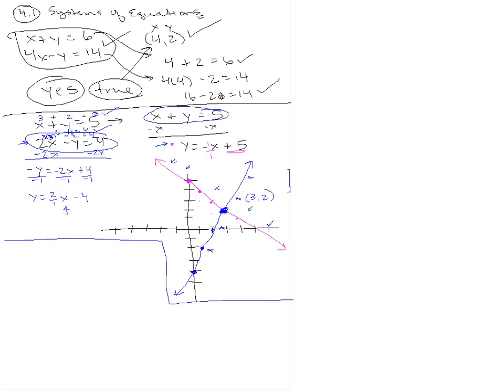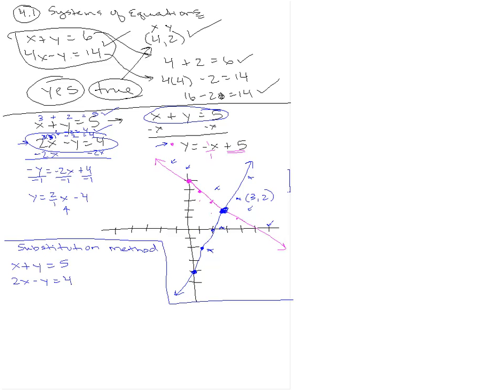And another way is called the substitution method. Okay, so let's go back to that x plus y equals 5 and 2x minus y equals 4.